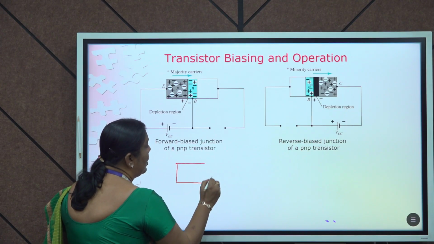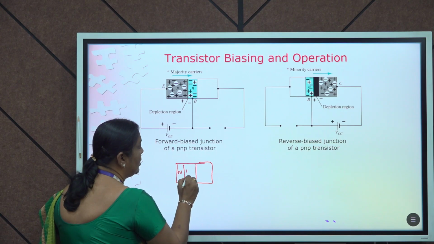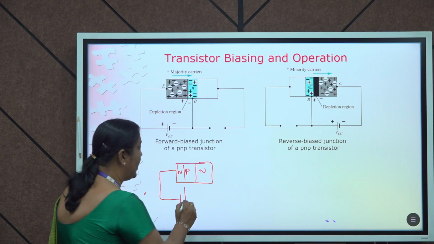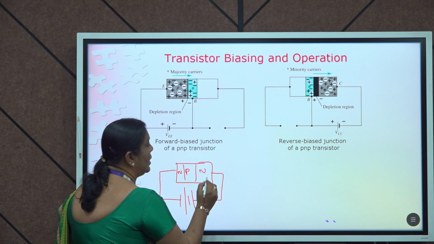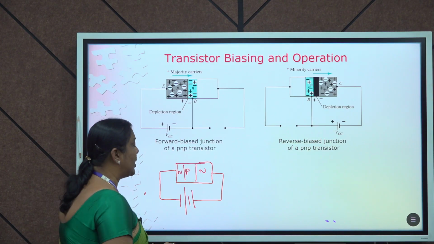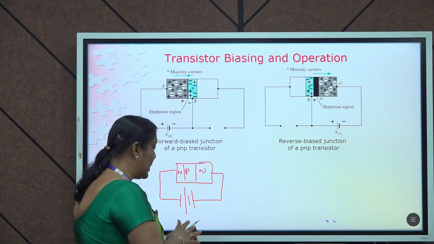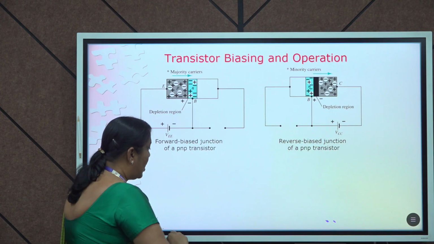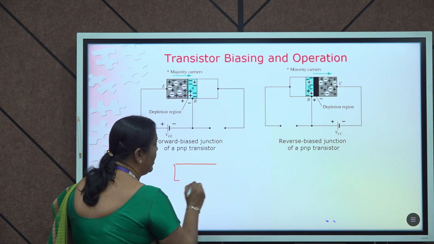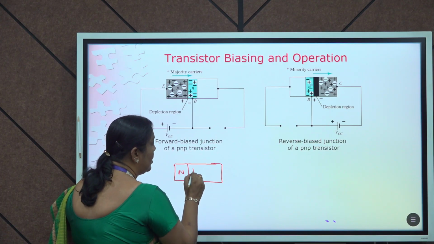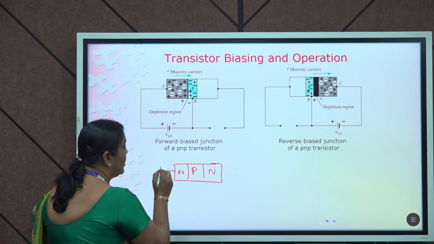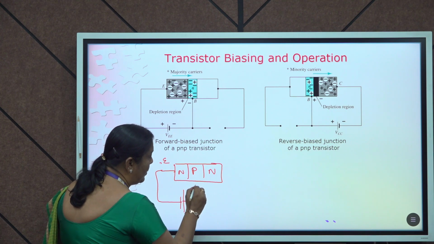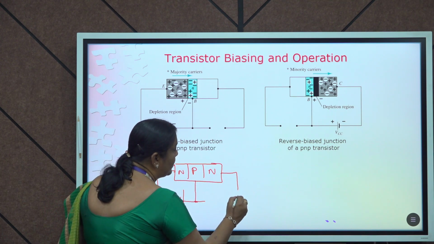Here I consider one NPN transistor. The emitter is connected to the negative terminal of the power supply, and the collector is connected to the positive terminal of the power supply. It is a forward bias condition. Here I consider forward bias and then reverse bias. Again I take the NPN transistor. This is the emitter, connected to the negative terminal of the power supply, and the base is connected here. Then this is reverse bias.